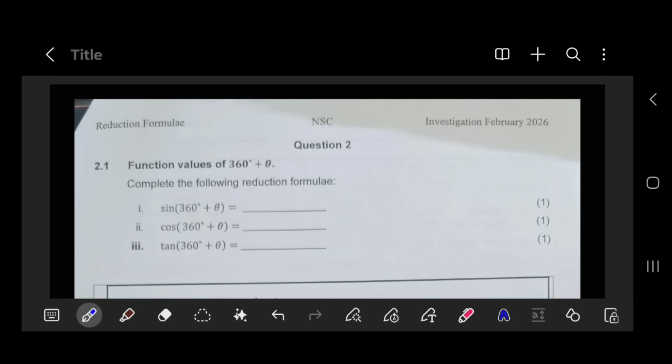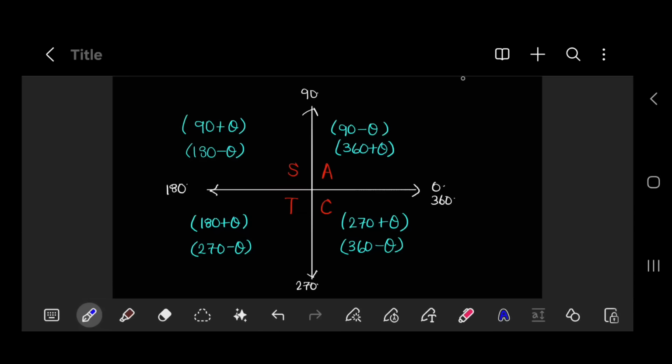So let me actually do that for you guys. It would help give you a bit of insight regarding how to work with this. So you guys, here is your reduction formula, and this is what we're going to use to answer 2.1. Now, firstly, what is the reduction formula and why is it important?